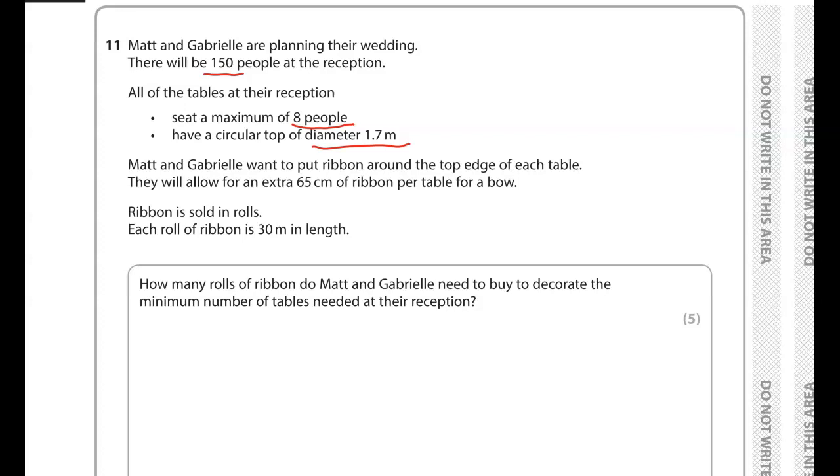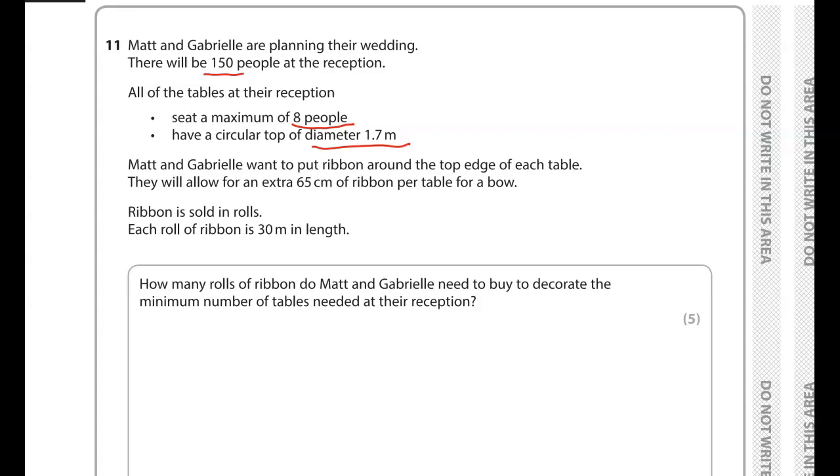Ribbon is sold in rolls. Each roll of ribbon is 30 meters in length. How many rolls of ribbon do Matt and Gabrielle need to buy to decorate the minimum number of tables needed at their reception? So first of all, let's work out how many tables are needed overall.